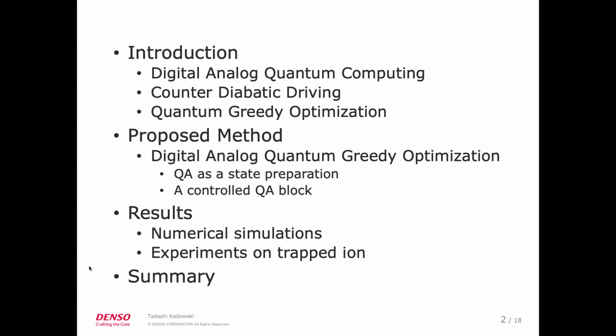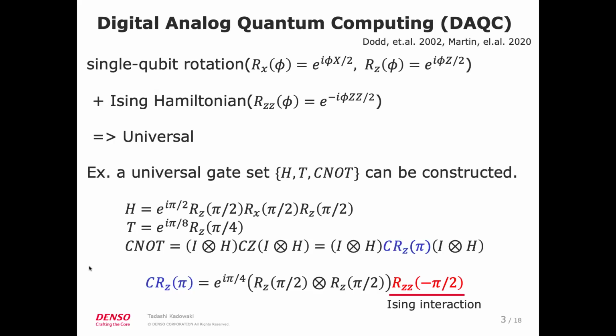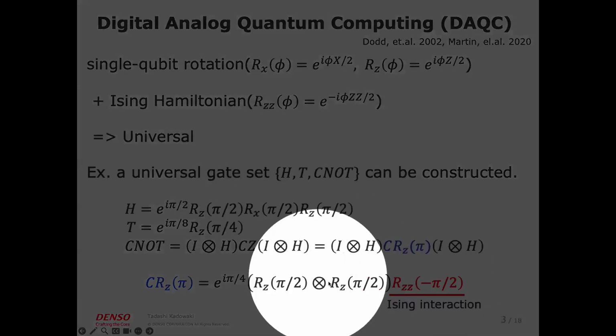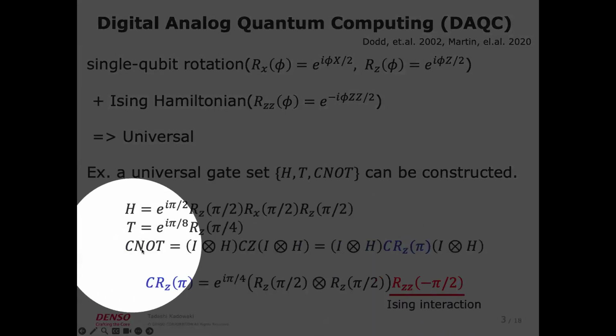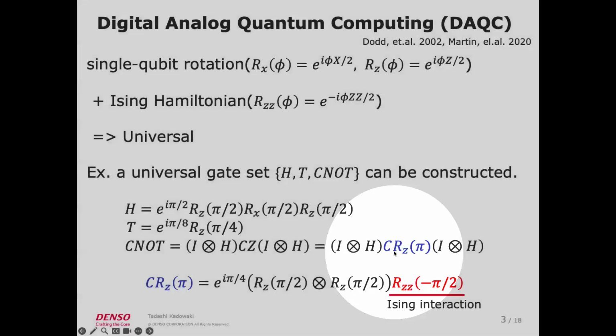And in addition, I combine two concepts, counter-diabatic driving, one of whose inventors, Del Campo, was supposed to join this conference, but unfortunately he couldn't. And I will introduce our method and share the results. Okay, again, what is digital analog quantum computing? In my basic understanding, we can realize the CNOT by Ising interaction. That is the concept.